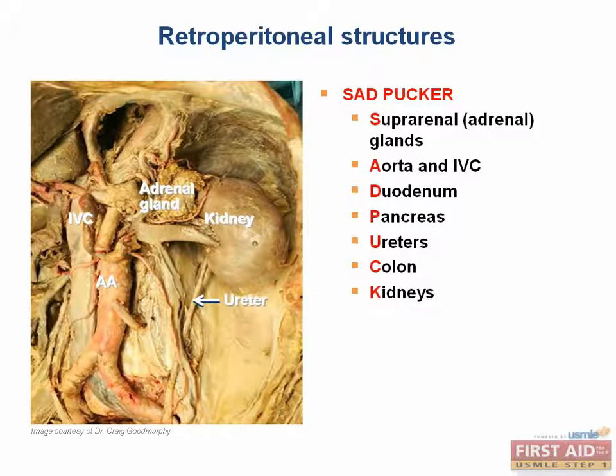K is for the kidneys. E is for the esophagus, specifically the lower 2/3 of the esophagus. And finally, R is for the upper 2/3 of the rectum.